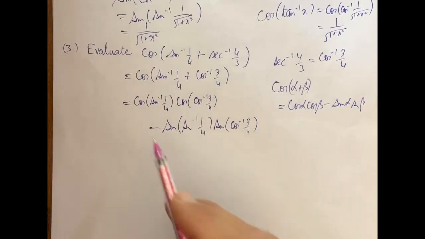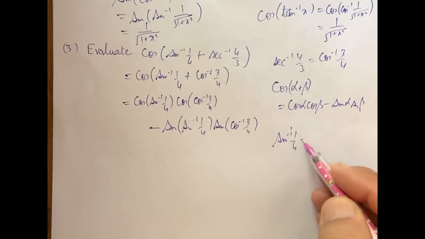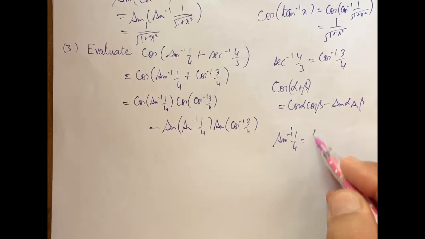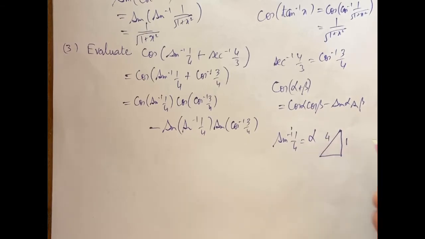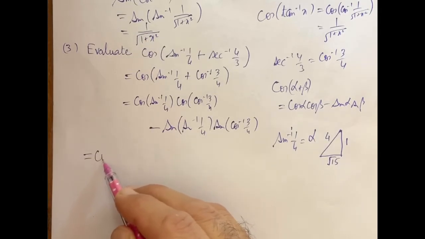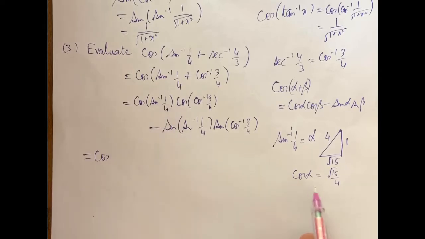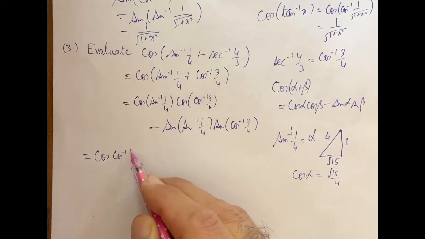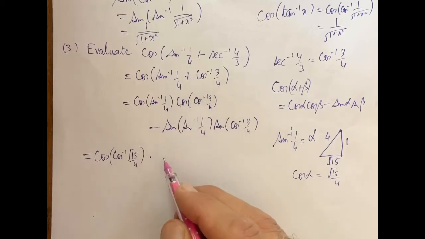Next, we evaluate cos of sine inverse of 1 by 4. Sine inverse of 1 by 4 is, let's say, angle alpha. So this means sine alpha is 1 by 4. This is 1 and this is 4. This will be root of 15. So we find out cos of alpha from this, which is root 15 by 4. So cos of sine inverse of 1 by 4 is cos of cos inverse of root 15 by 4. Cos of cos inverse of 3 by 4 will be times 3 by 4.